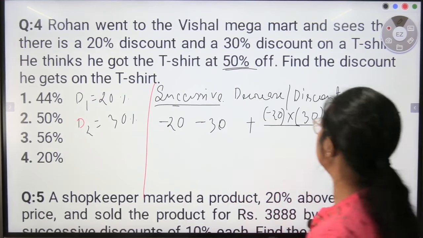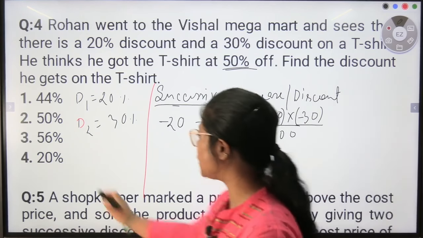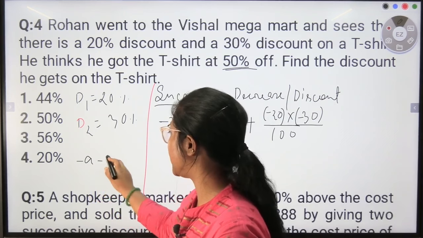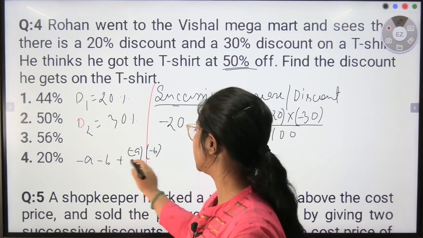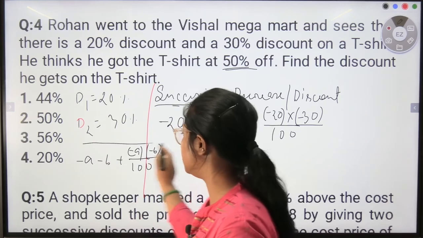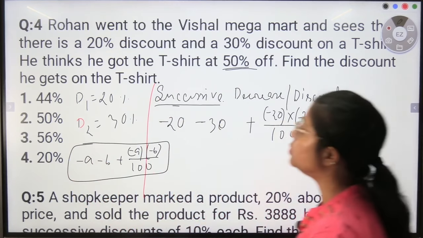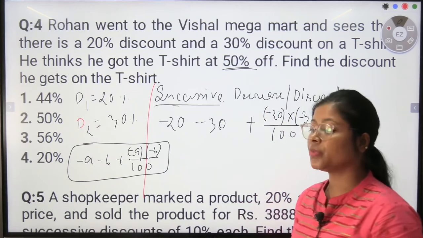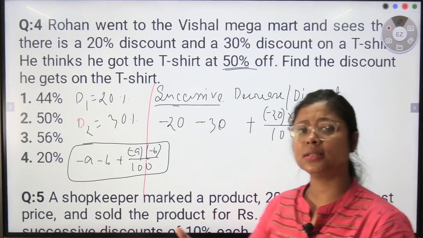So minus 20 into minus 30 divided by 100. That means my formula for successive discount will be minus A minus B plus minus A into minus B divided by 100. So that would be my successive discount formula. You know what is successive discount? That means one after another. Successive means one after another in a certain order.